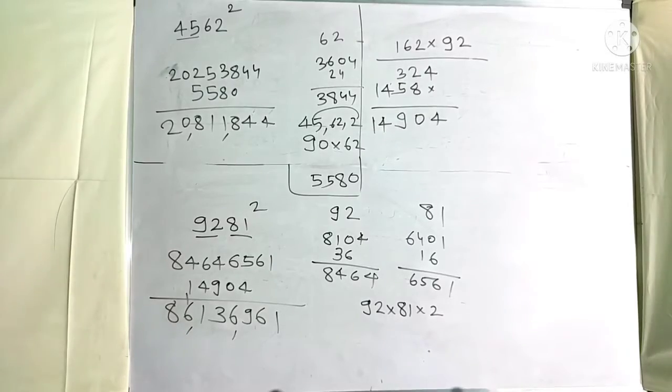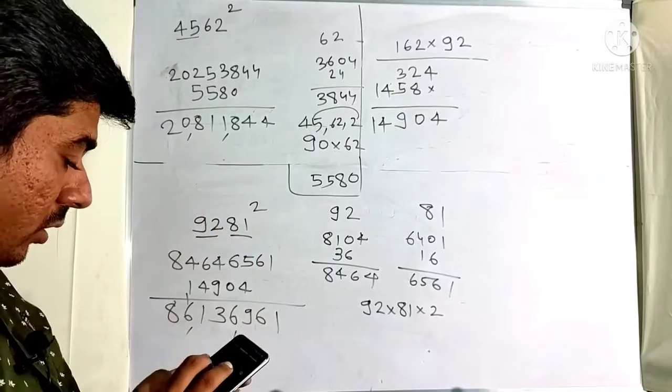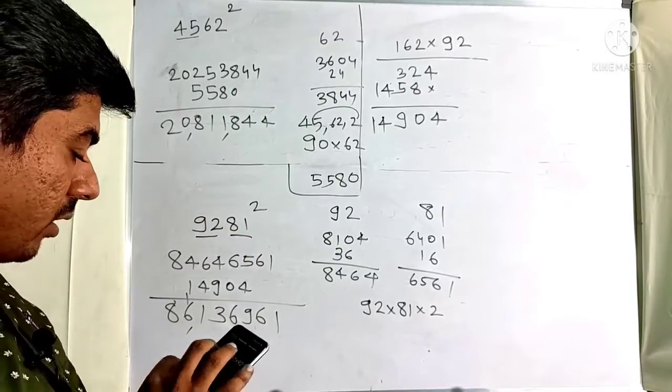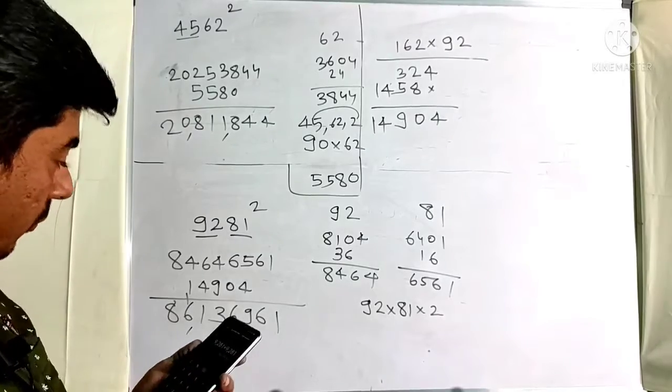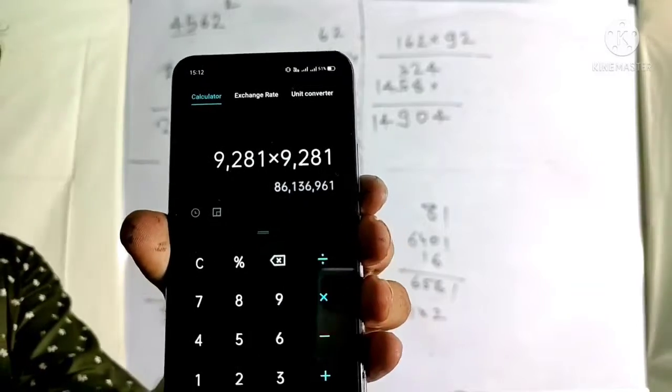Hope the answer is right. If it is not, we have to check where we have done the mistake. Hopefully the answer is right. 86136961.